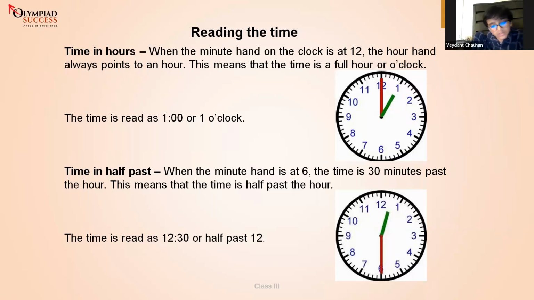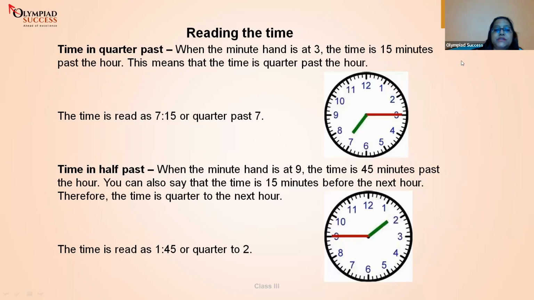The next clock is going to be 12:30 or half past 12. Yes, correct. Again, how do you read the next one? The next one you read as 7:15 or a quarter past 7. Correct. Very good. And the last one over here? You're going to read it as 1:45 or quarter to 2.